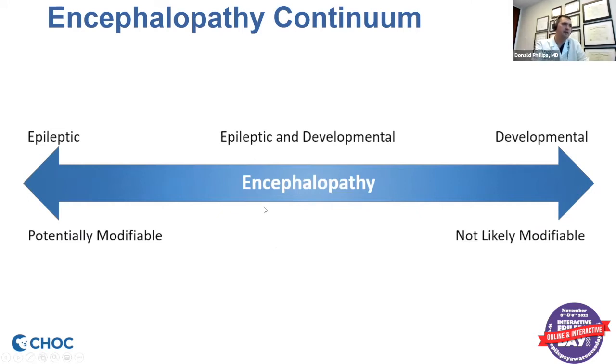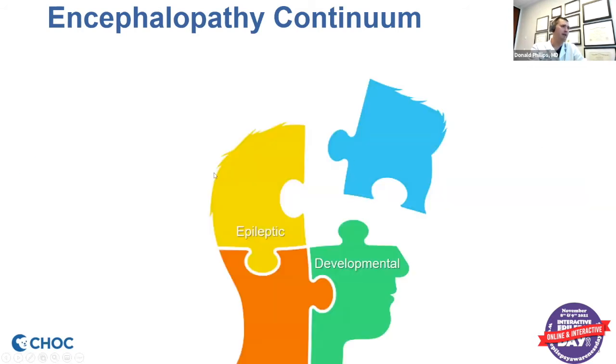Some conceptualize this as a continuum of encephalopathy where you have epileptic on one side and developmental on the other side, and patients fall somewhere on this spectrum. I favor, again, thinking about it discretely, where we may have a component of epileptic, we may have a component of developmental. The epileptic is the one that we want to address and modify, and we can address that at least partially independently of the developmental portion. The challenge is finding what is epileptic encephalopathy and modifiable versus the developmental.